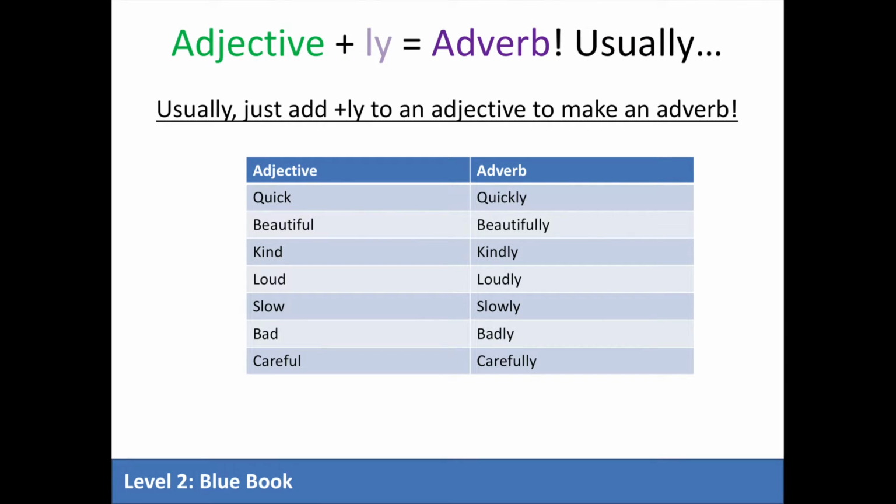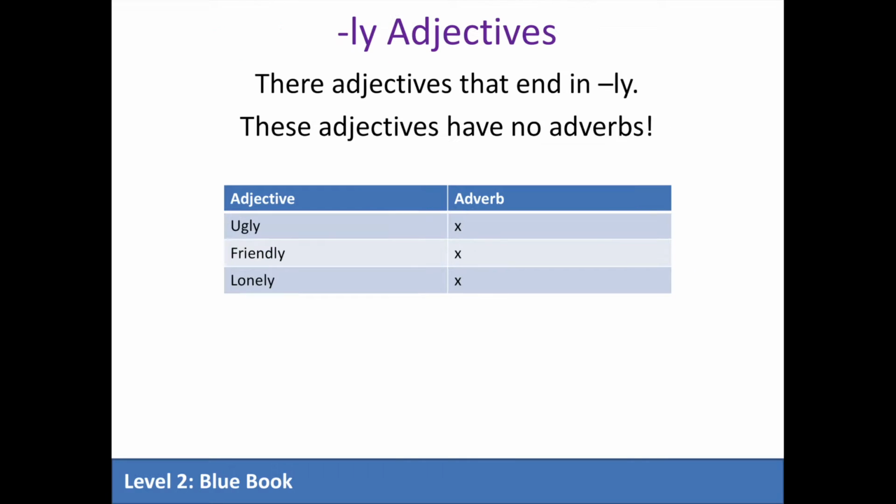Typically, to form an adverb, you simply add ly to the adjective, usually. So again, here we have a list of adjectives on the left, and on the right, you can see their adverbs. Take a moment, pause the video, and practice writing some sentences using these adverbs. Adjectives that end in ly don't have an adverb. Again, here we have some examples: ugly, friendly, and lonely.